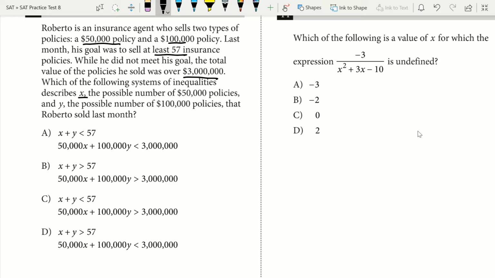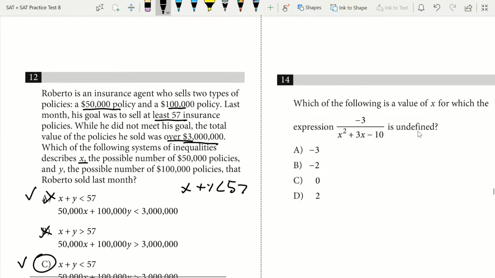Well, we know he didn't meet his goal of selling 57, so that means our X plus Y has to be less than 57. So I can find my equations with that. So A could potentially be it, B cannot, and D also cannot, but C also could. So now I look and I'm told that he sold over $300,000 worth of policies. So it has to be our 50,000 X plus 100,000 Y has to be greater than that 300,000. We see they have that at C but not at A, so our answer is going to be C.